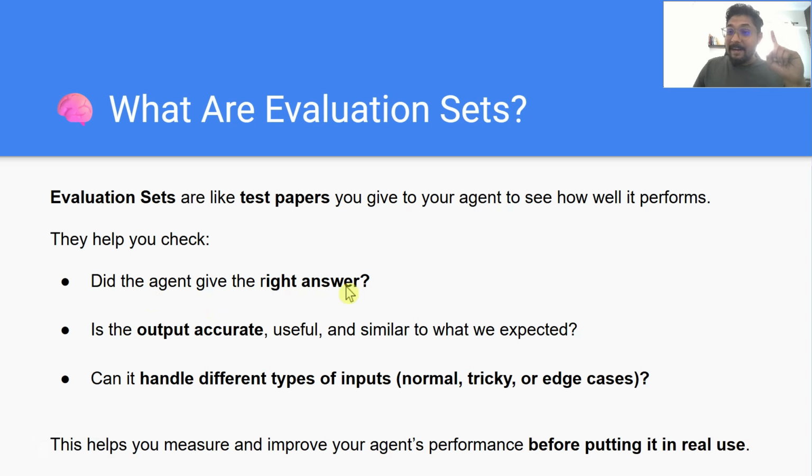Did the agent give the right answer? Is the output accurate, useful, and similar to what we have expected? Can it handle different types of inputs? Normal, tricky, edge cases. Can it handle them? This helps you measure and improve your agent's performance before putting it in real use. So this is what is called evaluation sets. In a simple way, if you have to remember, simply say test papers for the agent.